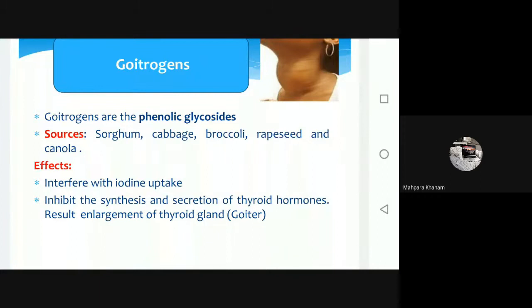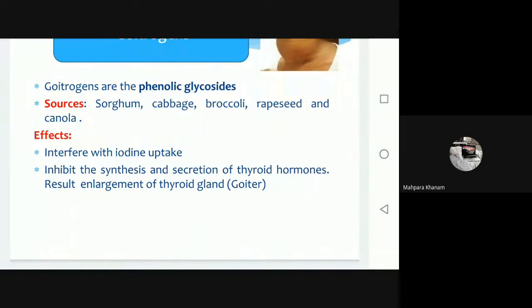Goitrogens. These are phenolic glycosides, and they occur in different fruits and vegetables, like broccoli and cabbages. If you consume them in larger quantities and they are not processed properly, these goitrogens might accumulate in your body and interfere with iodine intake. Once it interferes with iodine intake, it will inhibit the synthesis of thyroid hormones, so your thyroid gland will be affected, and you might suffer from a disease called goiter.